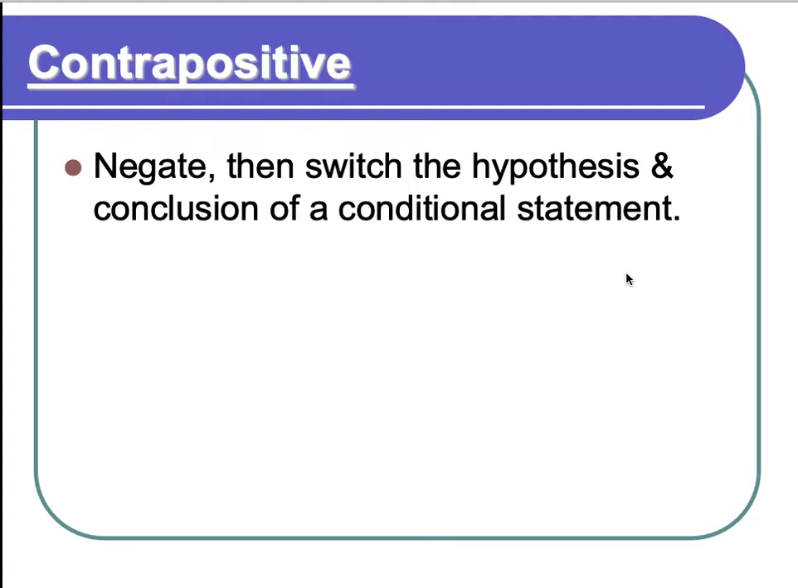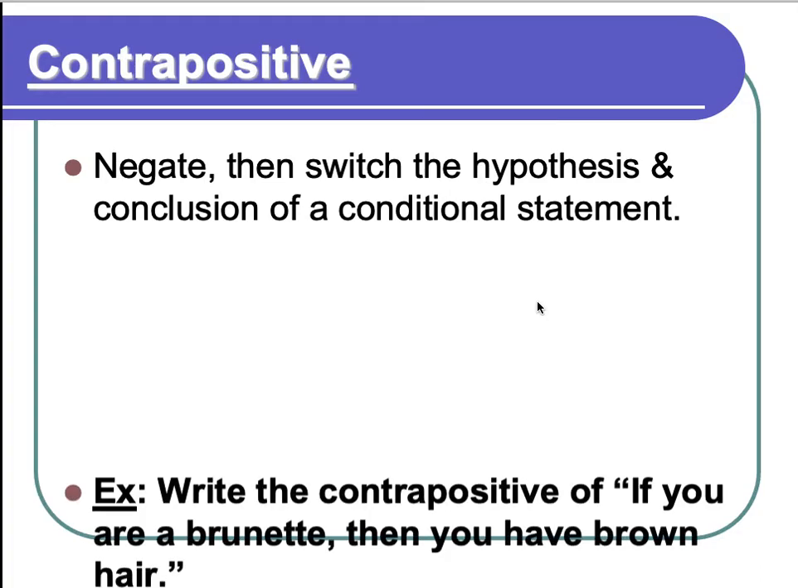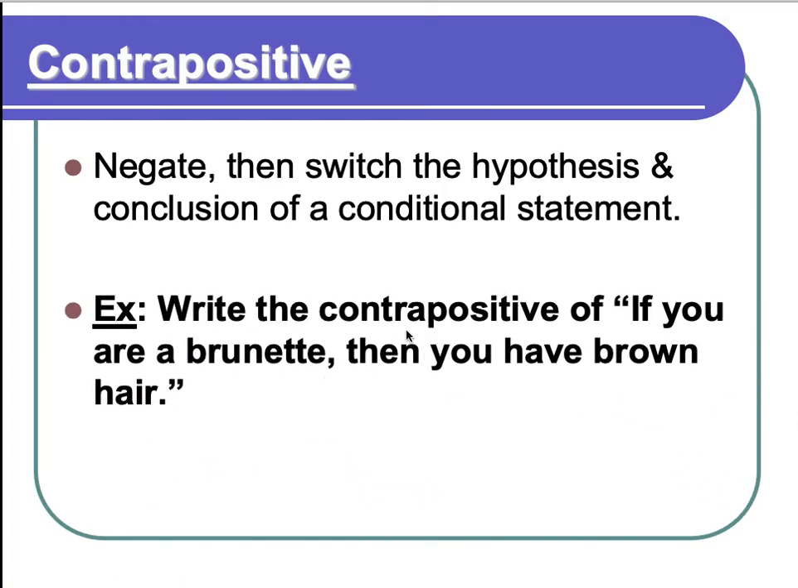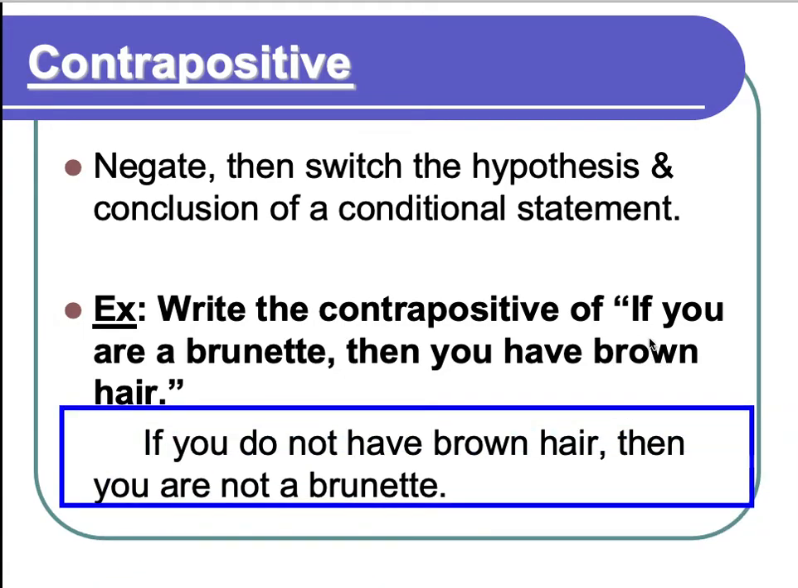Contrapositive is to negate, then switch the hypothesis and conclusion. So this is the combination of the inverse and converse. Same example, write the contrapositive of: if you are a brunette, then you have brown hair. So negate first: if you are not a brunette, then you don't have brown hair. Then switch the hypothesis and conclusion. So it will become, if you do not have brown hair, then you are not a brunette.